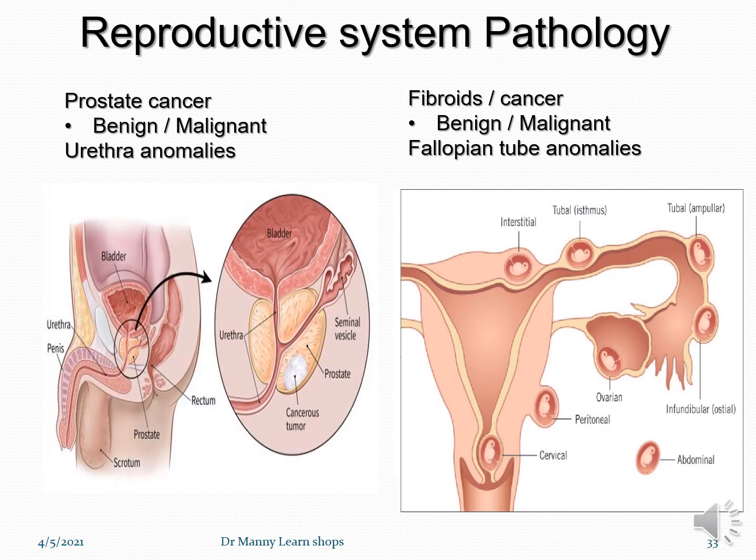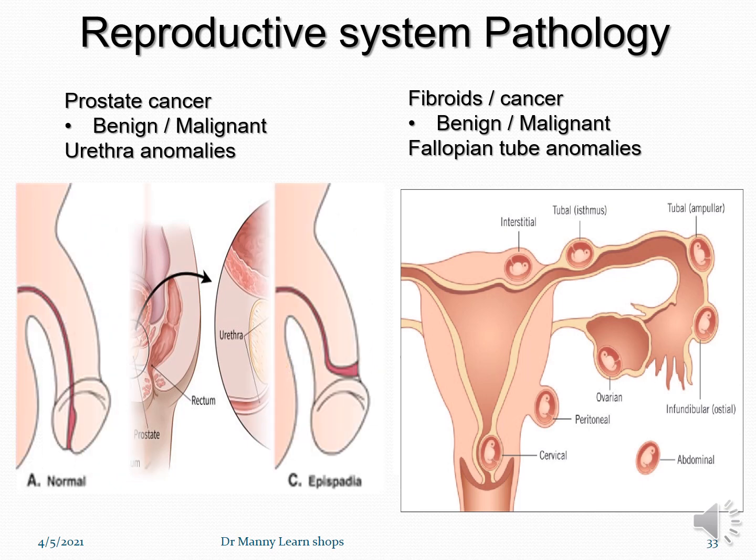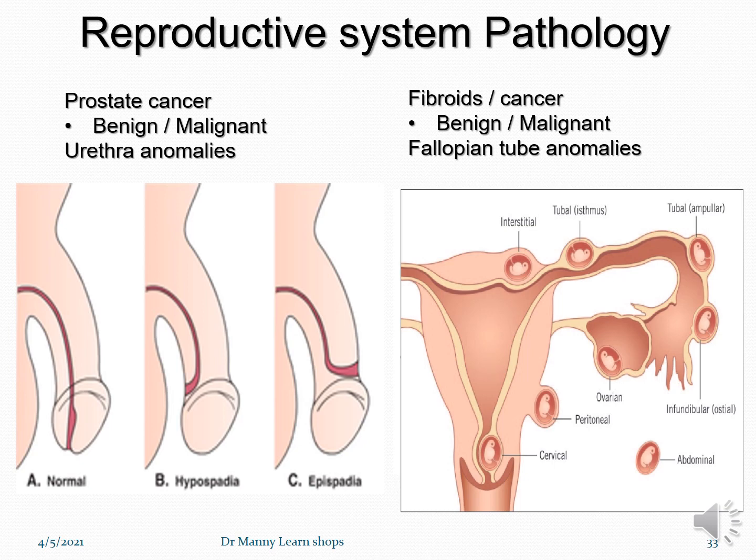Then you've got the male, who can have prostate cancer, or you can have enlargement of the prostate gland, benign prostatic enlargement. However, this can be benign or malignant, and there can also be urethral abnormalities, such as hypospadias and epispadias, which are congenital anomalies.